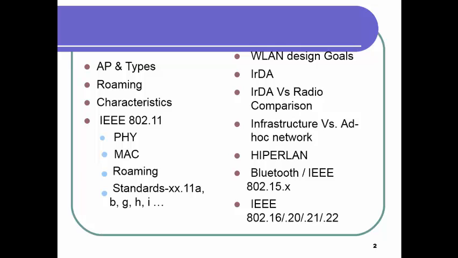Then different kinds of wireless network, infrastructure network and ad hoc network and their comparison. Then high performance wireless LAN or local LAN network, Bluetooth technology and its standard, and finally IEEE 802.16, 20, 21 and 22.